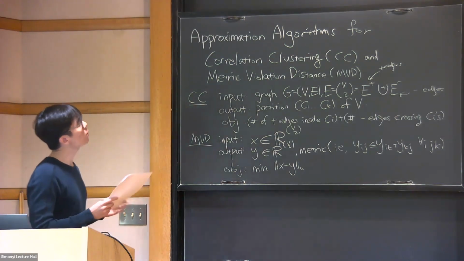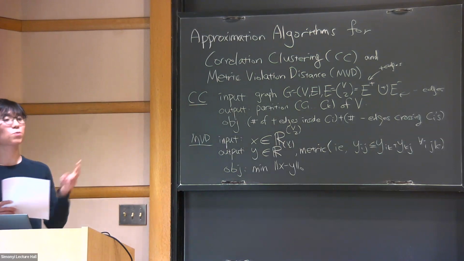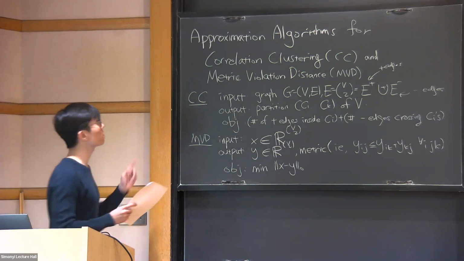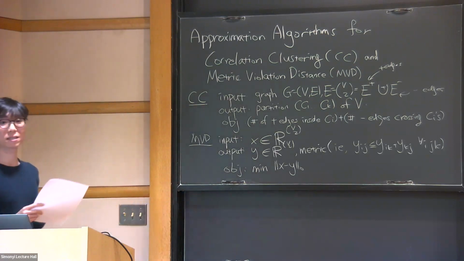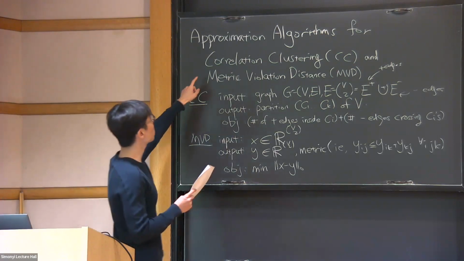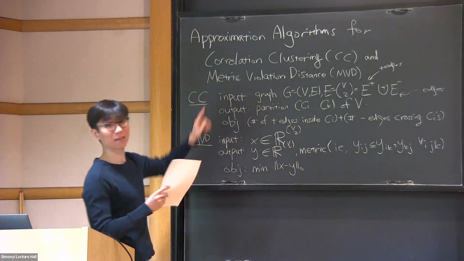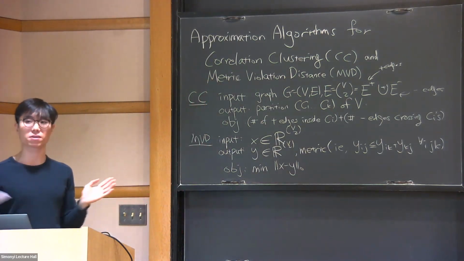So today I want to talk about approximation algorithms for two problems. The first problem is called correlation clustering, and the second problem is called metric violation distance. I'm going to call correlation clustering CC and this one MVD. So there are two different problems.